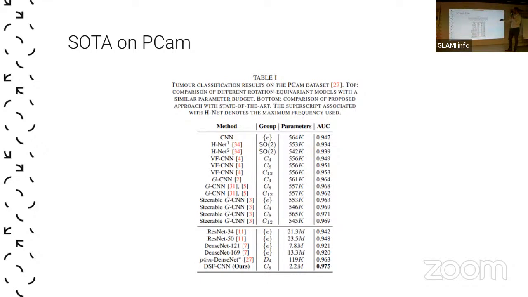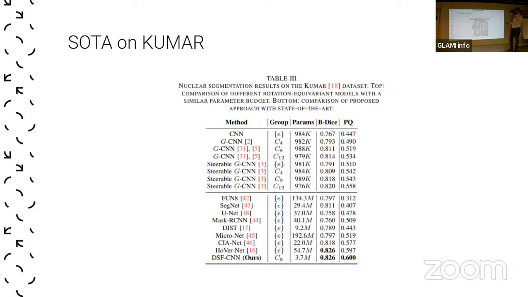You can see the GCNNs. That's the guys who just rotated the filters 4 times. Then it's the steerable filters, and what they did, they added the dense part, so they were concatenating the features, and with that, they were able to get SOTA on Pecan, SOTA on Craig, and SOTA on Kumar, which is really nice to see.